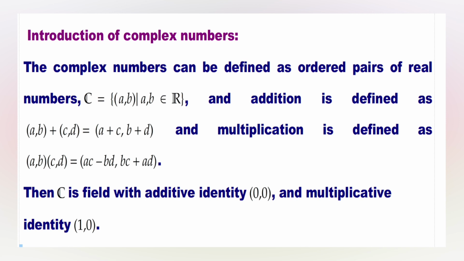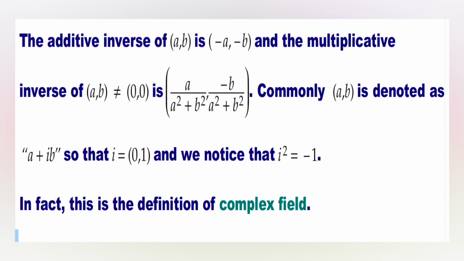defined as (a, b) + (c, d) = (a + c, b + d), and multiplication is defined as (a, b) × (c, d) = (ac − bd, bc + ad). Then C is a field with additive identity (0, 0) and multiplicative identity (1, 0). The additive inverse of (a, b) is (−a, −b), and the multiplicative inverse of a non-zero element (a, b) is (a/(a² + b²), −b/(a² + b²)).